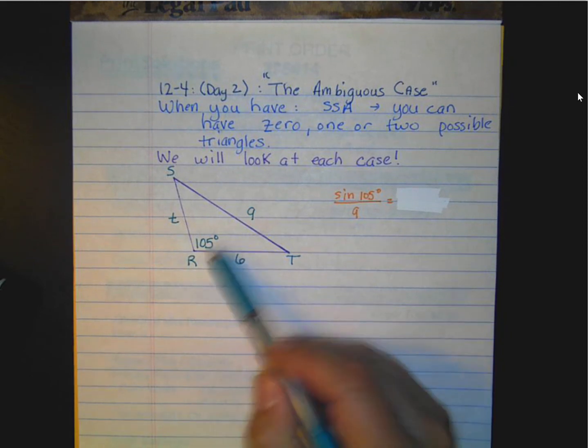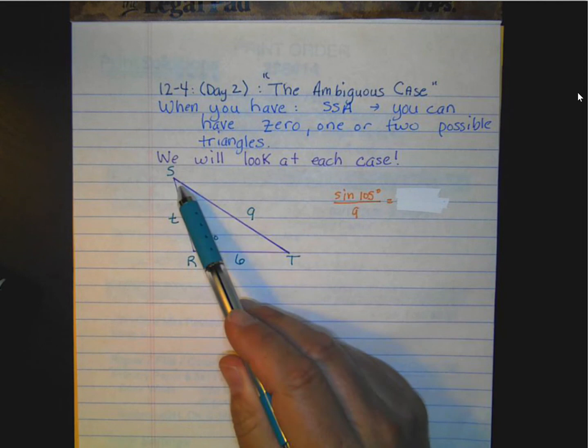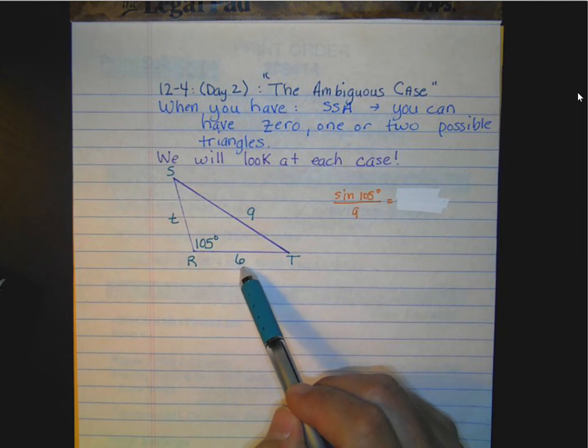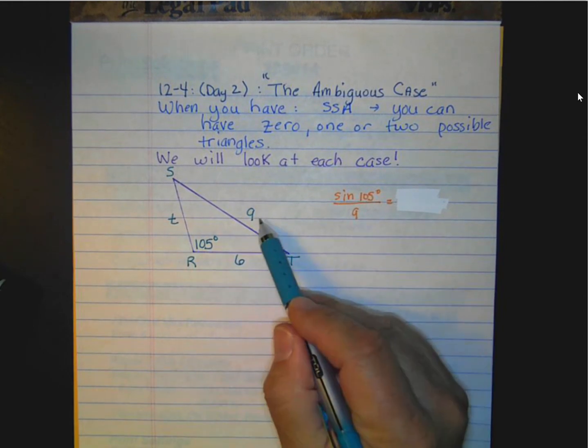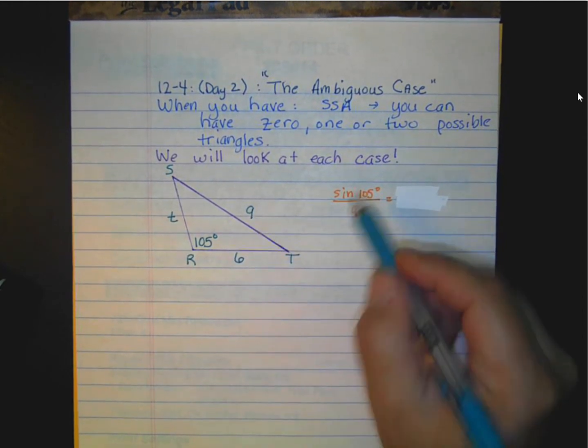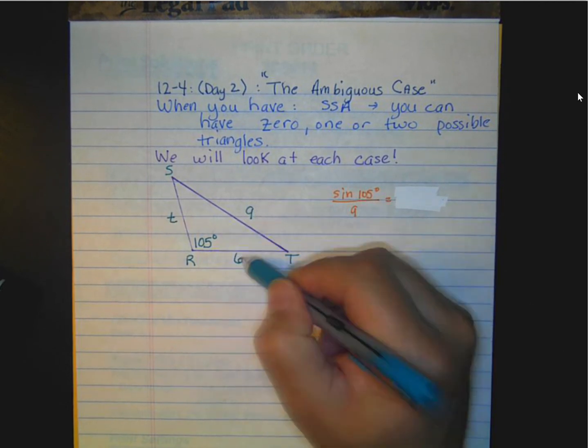First of all, you have to look at what you're given. I'm given 105 and 9, so I've got to use that because that's a given to me. Now, I don't have little t or angle s. But since I have the side opposite s, I can use this 6 and find that angle. So I've got sine of 105 over 9 is going to equal the sine of s over 6.